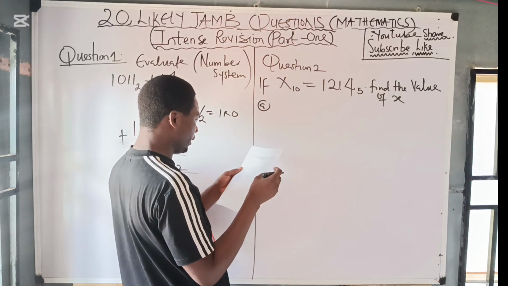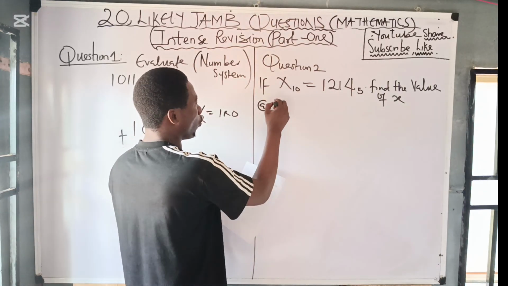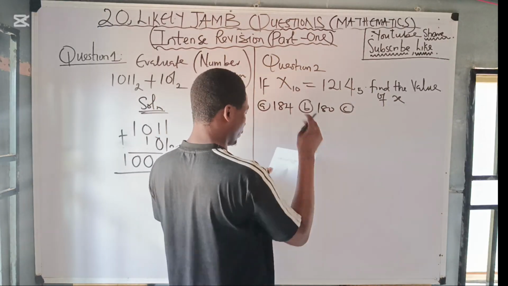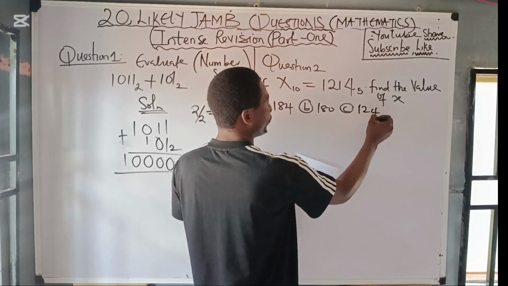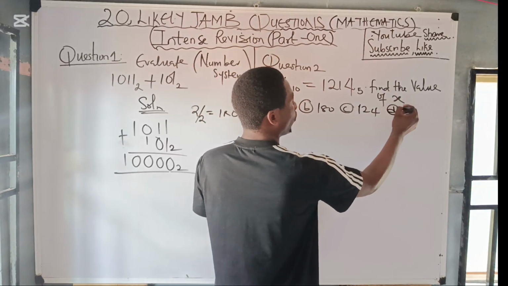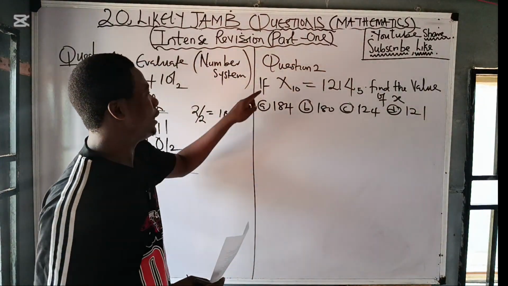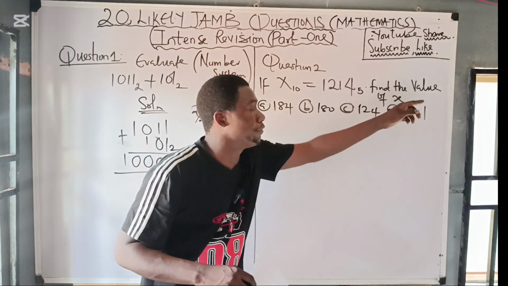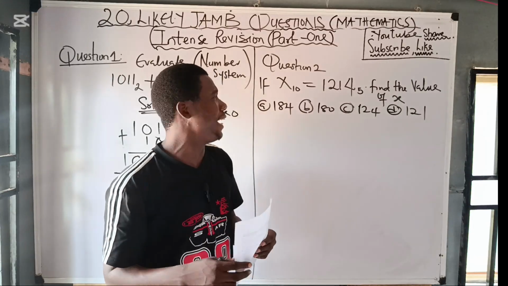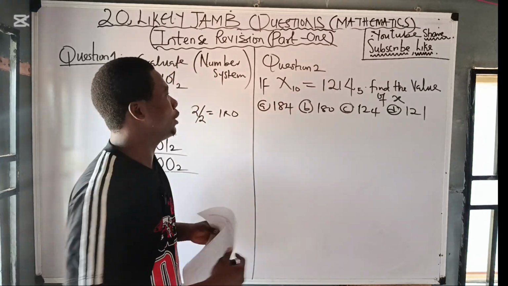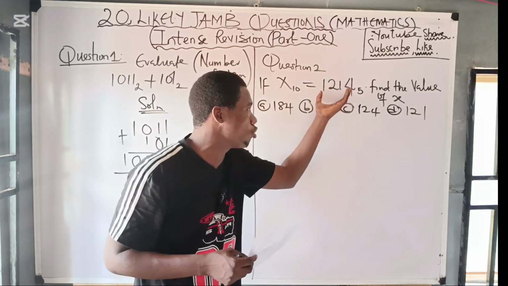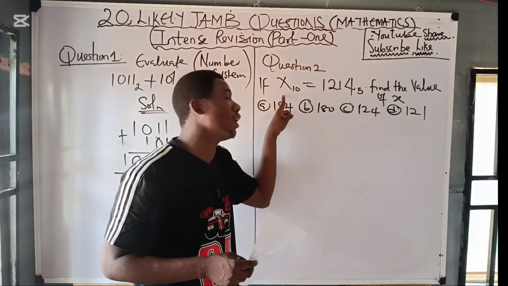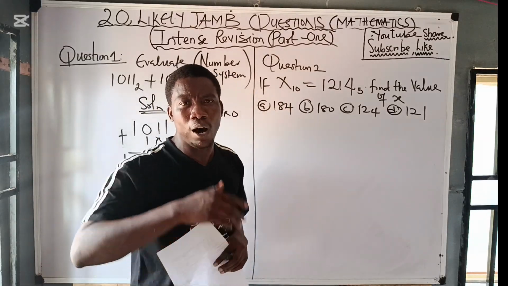Option A says 184. Option B says 180. Option C says 124. Option D says 121. Now, they said if x base 10 is equal to 1214 base 5, find the value of x. My question for you is this: x is in what base? It is in base 10. Now, if x is in base 10, it means that you have to convert this number from base 5, or whatever base it is, to what x is, which is base 10. So how will you solve this?